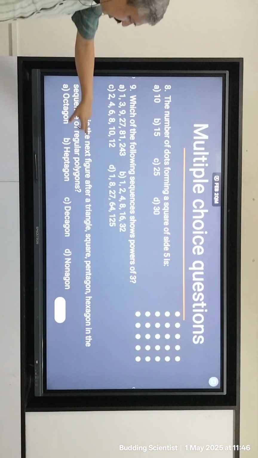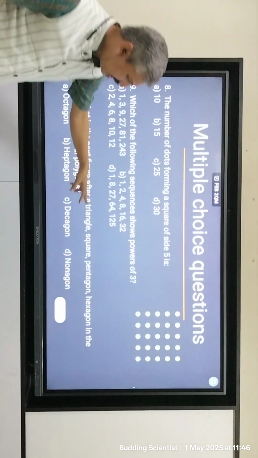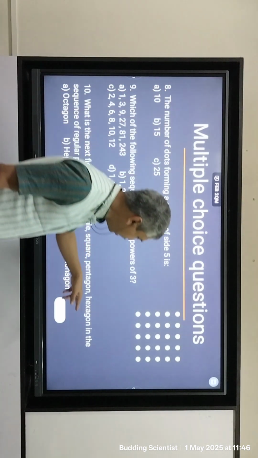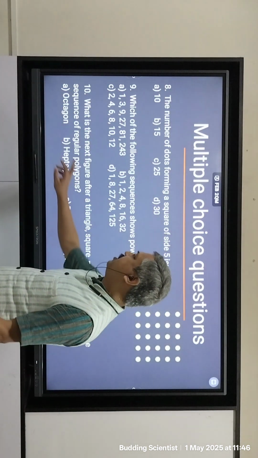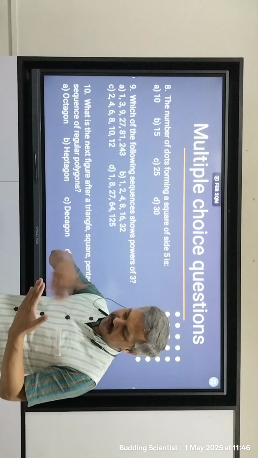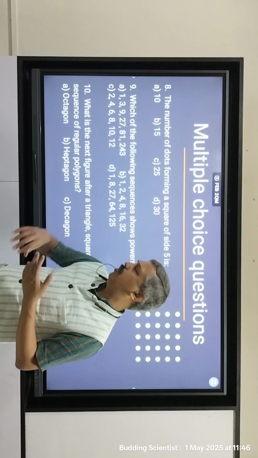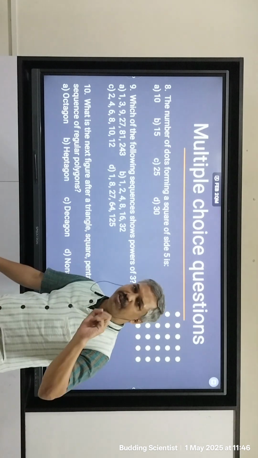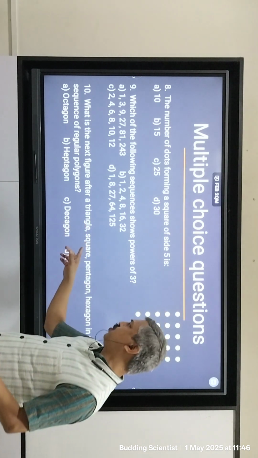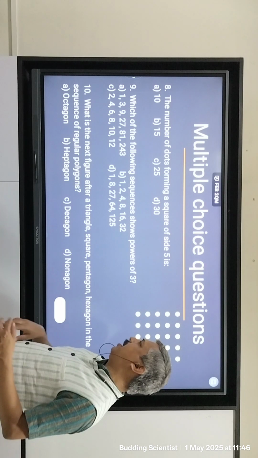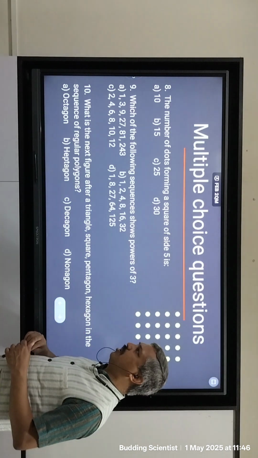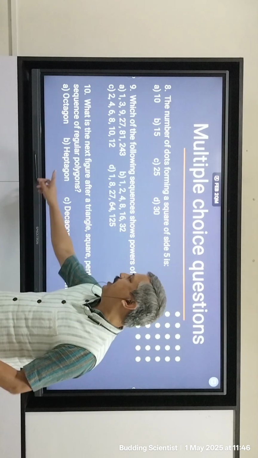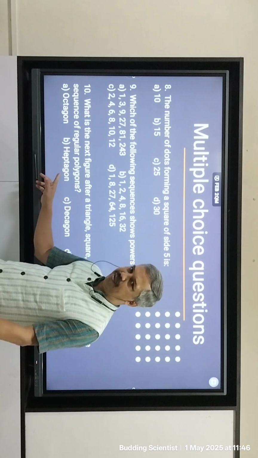What is the next figure after a triangle, square, pentagon and hexagon in the sequence of regular polygons? If you go on making regular polygons, then you start with a triangle which is called an equilateral triangle, then you make a square, then you make a regular pentagon, then you can make a regular hexagon. What will be the next? It is called a heptagon, the regular heptagon.